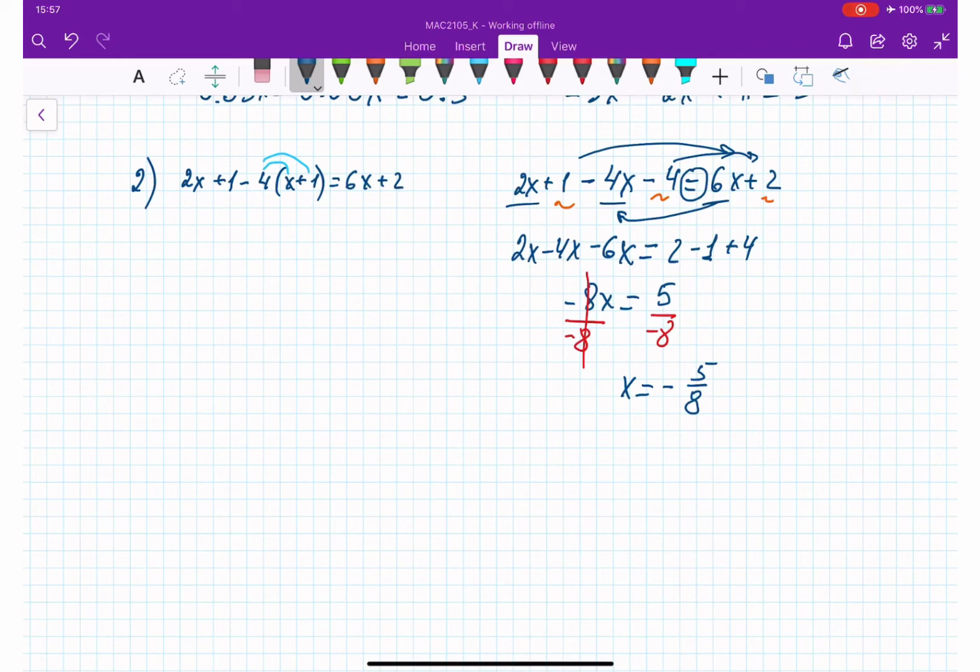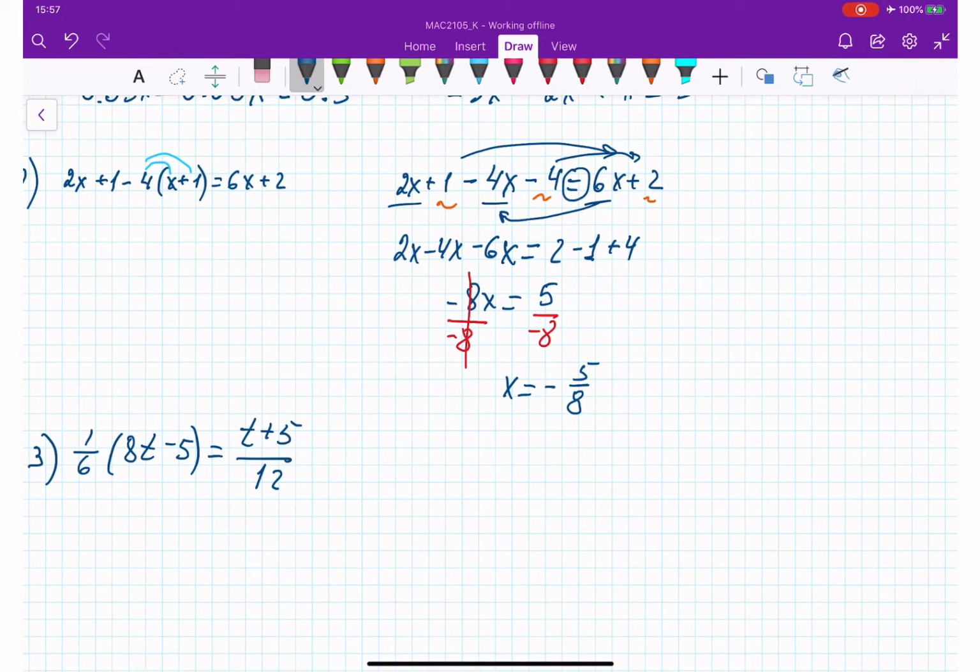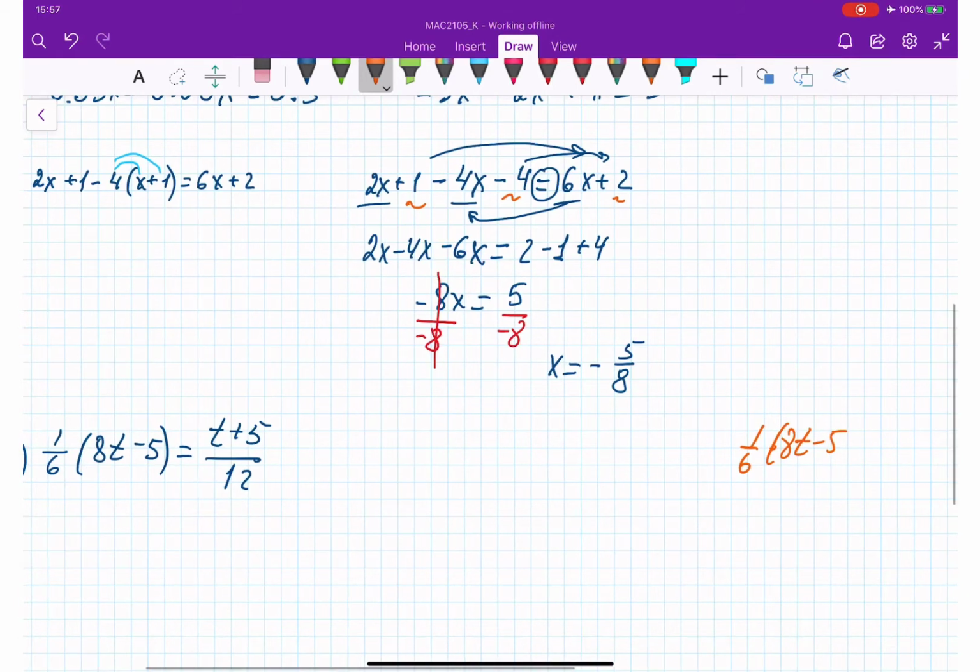Question number 3. What do we have? 1 over 6 times 8t minus 5 equal t plus 5 over 12. Okay, let's see how we're going to solve. First of all, let's do some drafting. So 1 over 6 times 8t minus 5. When we have 8t minus 5, which is 1 over 6 times 8t minus 5 over 1.